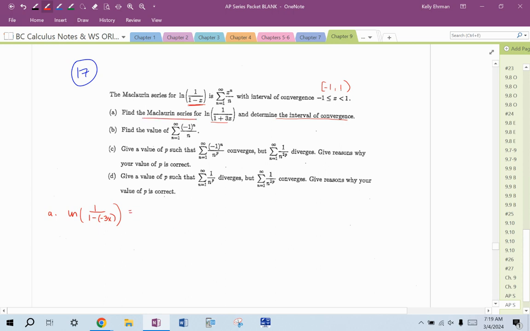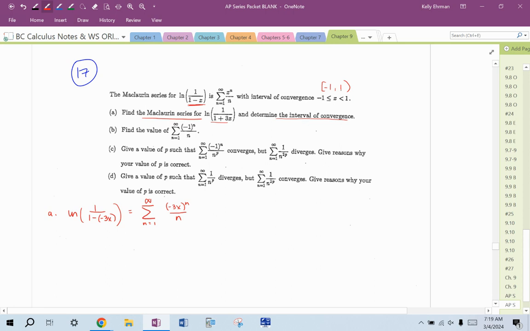So write the series doesn't mean we have to expand out the first 4 terms. It just means go ahead and sub that into the series, and you can simplify it as you're doing interval of convergence. So we're going from 1 to infinity. Instead of x to the n, it's the quantity -3x to the n over n. Again, you can simplify that if you want to, or you could leave it.